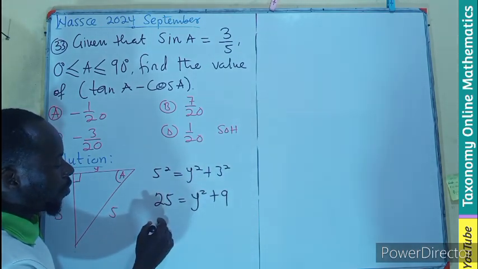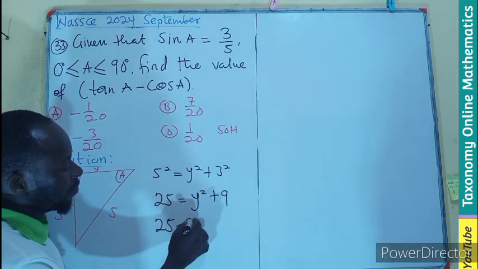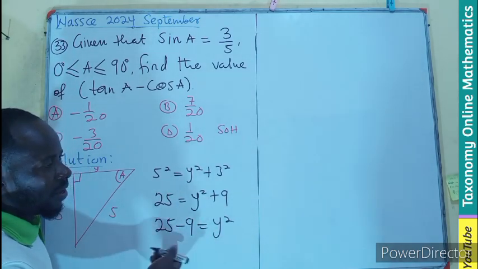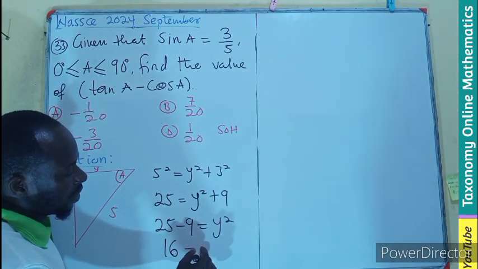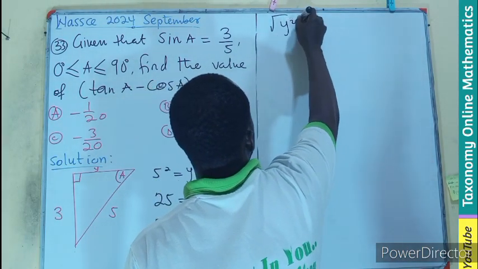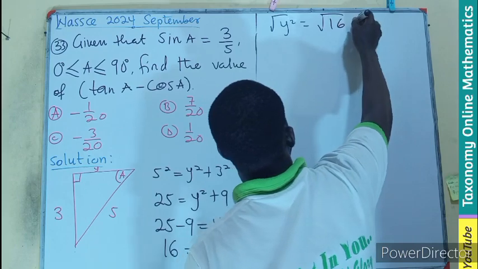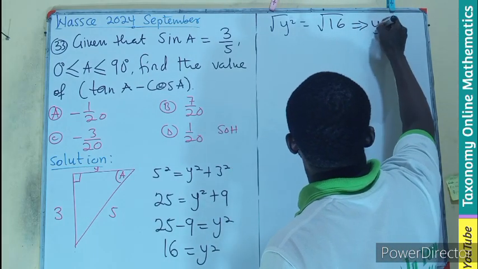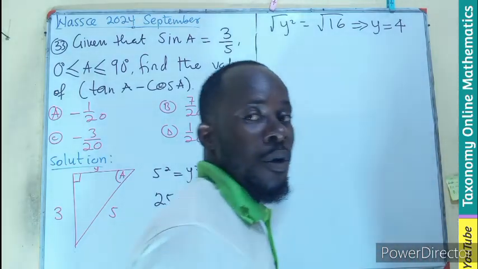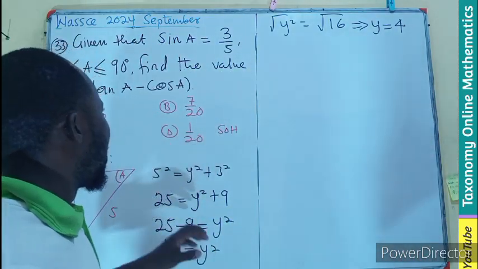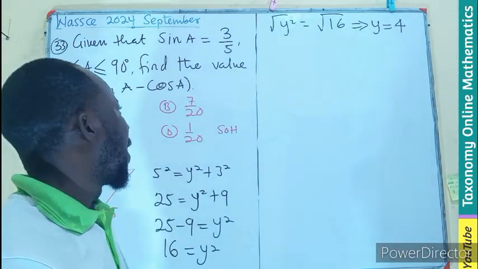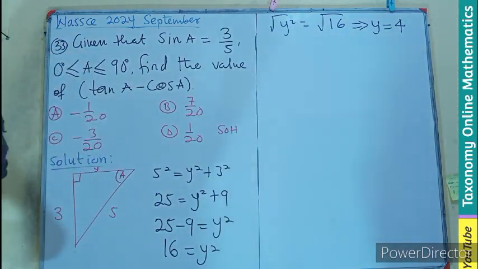We subtract 9 from both sides. 25 minus 9, and I think 5 from here, 4 from that will give you 16. So we have the root of y square equals the root of 16, which means y is going to be equal to 4. I know we have both positive and negative, but in this case, we are dealing with the measurement here. So we deal with only what? The positive side. Meaning the adjacent side is going to be y.